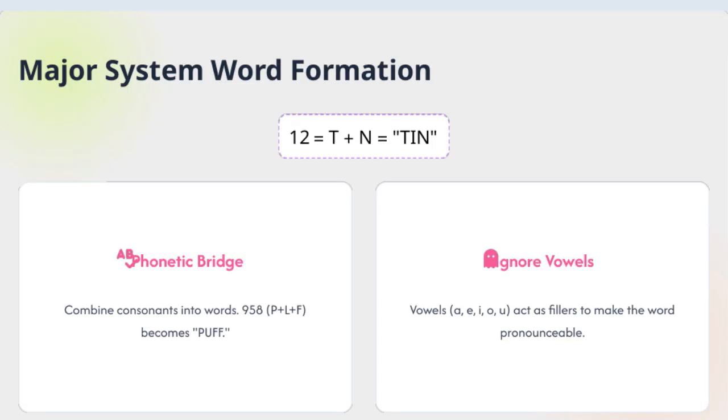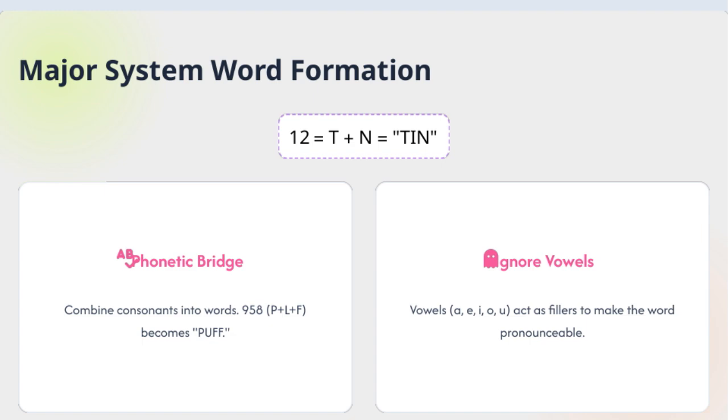Now let's dive into how vowels play a role in making words pronounceable. Essentially, vowels like A, E, I, O, U act as fillers, helping us form words more smoothly. For example, if we take some consonants and ignore the vowels, we can combine them into recognizable words. Like P plus L plus F becomes puff. It's a simple way to see how consonants come together to form meaningful units.